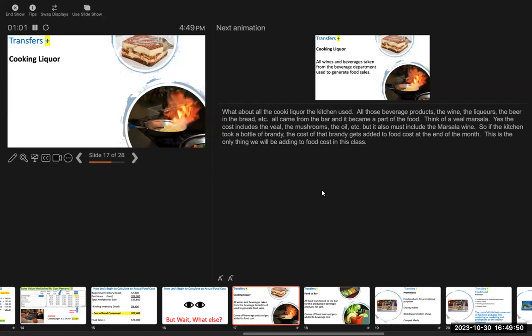So think of veal marsala. Yes, we include the veal, the mushrooms, the oil, all the other ingredients, but what about that cost of marsala? So if we took a bottle of brandy from the bar into the kitchen, we have to transfer the cost of that bottle of brandy from the bar or the beverage department to the kitchen. So at the month end, that bottle of brandy is accurately reflected no longer in the beverage department or the bar value, but now it's part of the kitchen. It's part of our food cost for the month. So we're transferring that in.